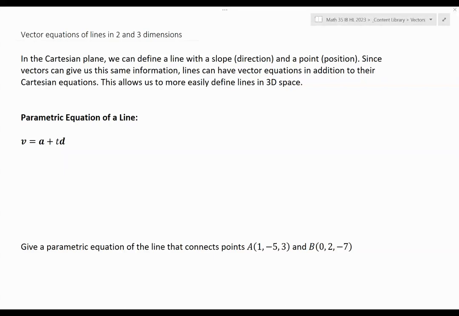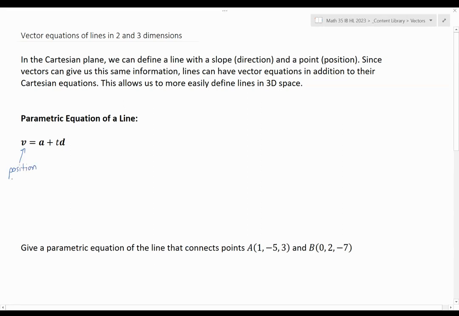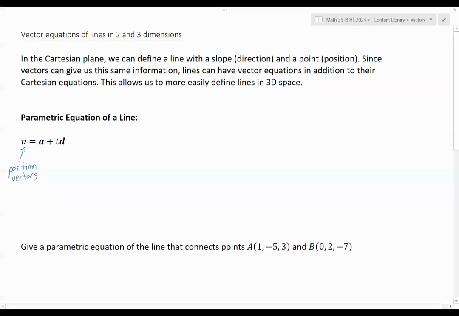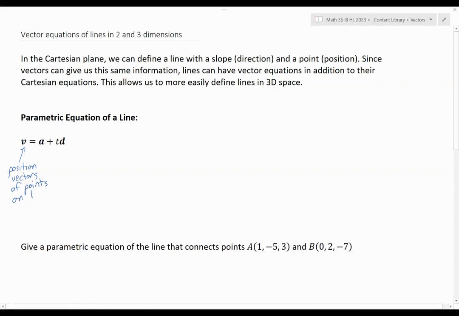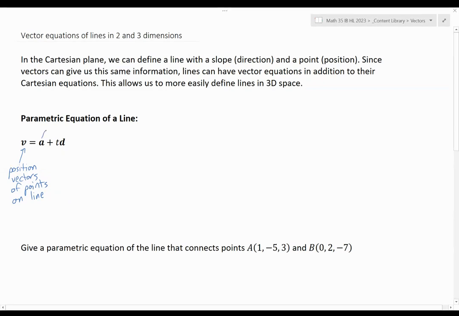Essentially, v represents the position vector of any point on the line. So this will be the coordinates of a point on the line, the position vectors of points on the line. A is going to represent a position vector of a known point on the line. Now here's where this is different from Cartesian. Well, it's not, because we could have infinitely many position vectors of points that we know are on the line. So we can have infinitely many parametric equations. Any point on the line will do for A. So this is some position vector on the line.